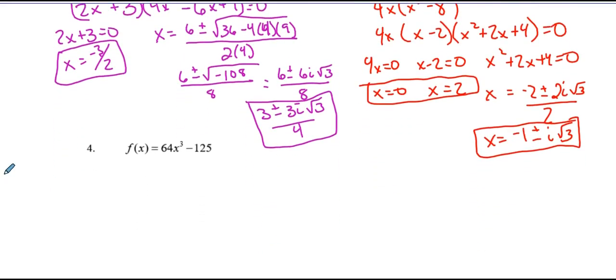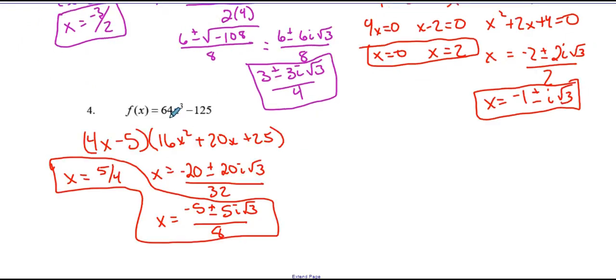So let's go ahead and try number 4. Pause the video, give it a try. And again, here are our solutions. You have one real and two imaginary. Again, if you do the quadratic formula, this should be what you get. And once you simplify it, this is what you get down here in simplified version.